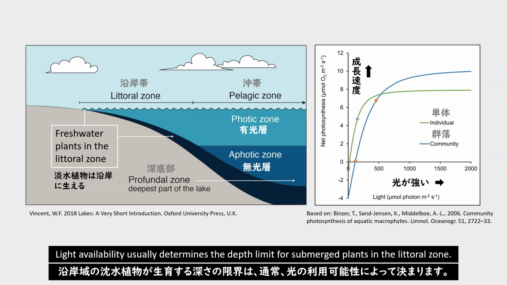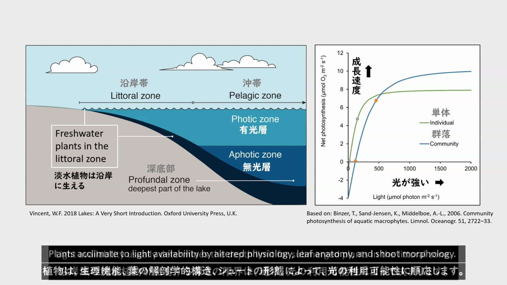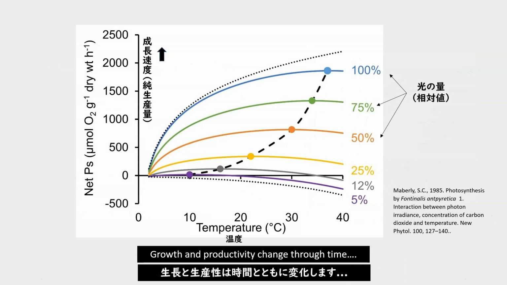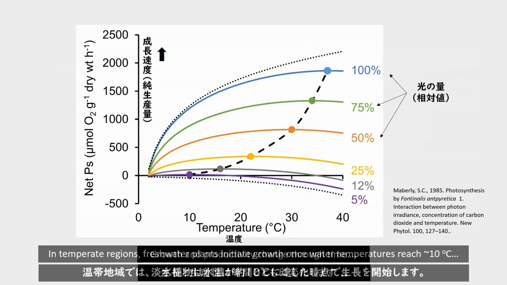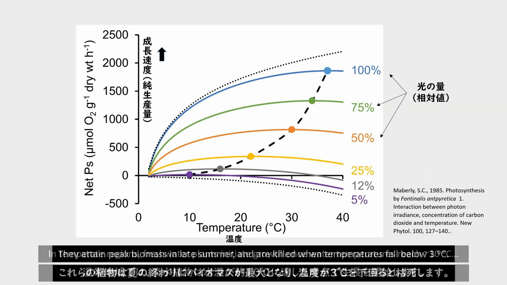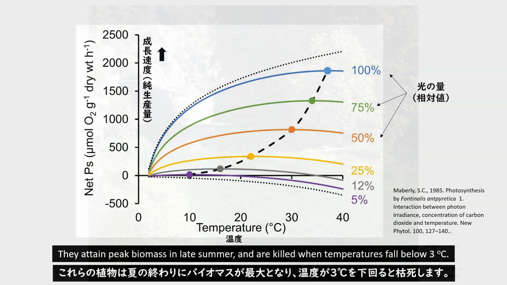Light availability usually determines the depth limit for submerged plants in the littoral zone. Plants acclimate to light availability by altered physiology, leaf anatomy, and shoot morphology. Growth and productivity change through time. In temperate regions, freshwater plants initiate growth once water temperatures reach about 10 degrees. They attain peak biomass in late summer and are killed when temperatures fall below 3 degrees.